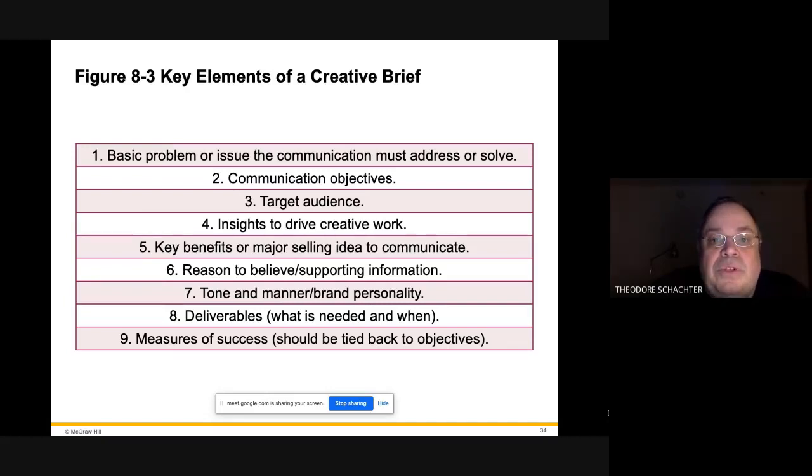Do we want to use humor? Do we want to use straightforward? How do we want to say it? That's tone. And of course, deliverables, meaning film, photography, those are deliverables. What do we need to have and give them to whom? And how do we measure success? In other words, how many people saw it? Is that a measure? How much awareness did we get? Is that a measure? Sales, is that a measure? So we have to define the measure of success.